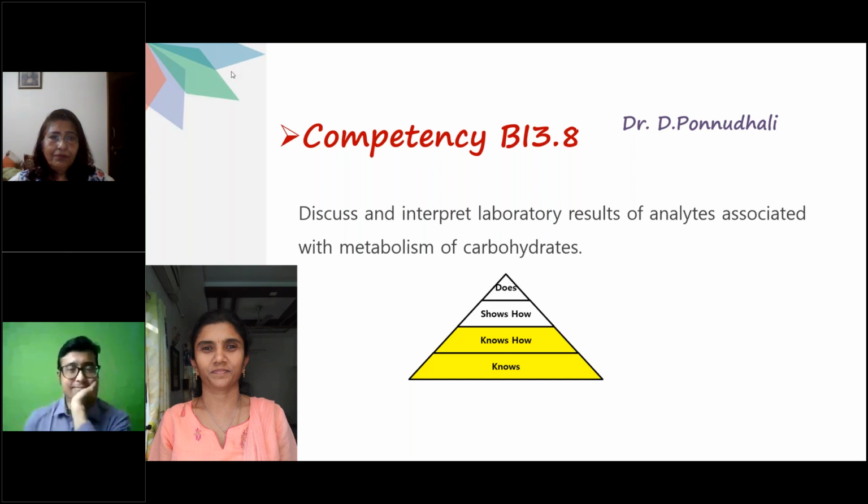Now to competency 3.8: to discuss and interpret laboratory results of analytes associated with metabolism of carbohydrates. The expected learning level will be knows and knows how.